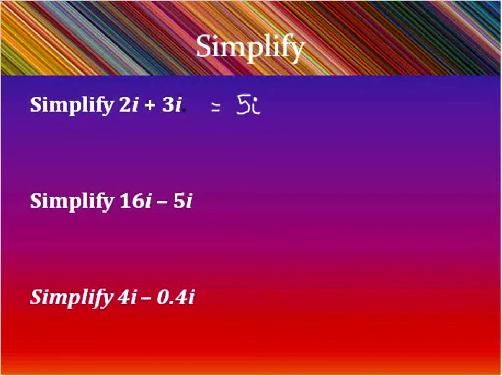You can pause if you want to try the last two. 16i minus 5i. Subtract 16 minus 5, that gives you 9i. 4i minus 0.4i. I'm subtracting the 4 and the 0.4 to give me 3.6i.